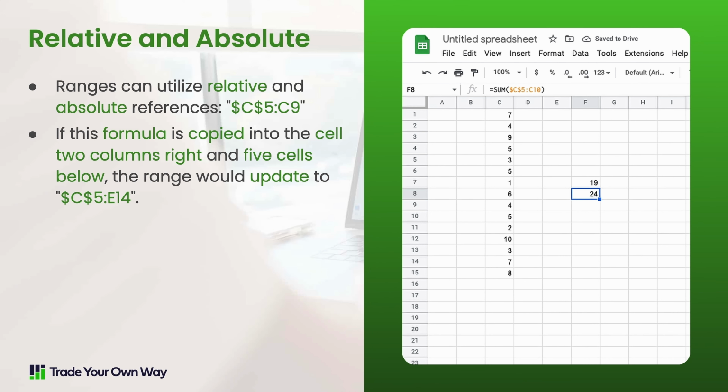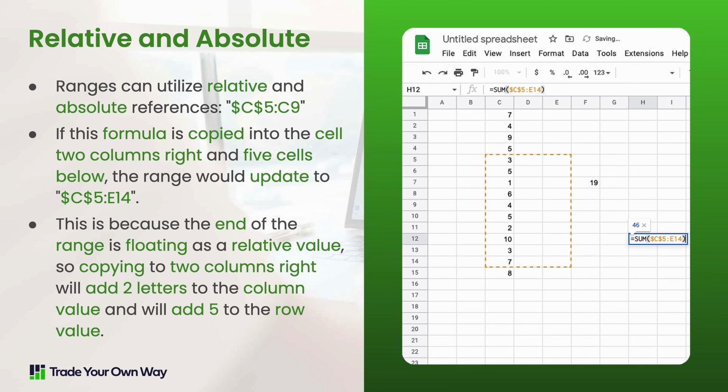Alternatively, if this formula is copied from its original location into a cell 2 columns to the right and 5 cells below, the range would update to read absolute C5 to relative E14. This is because the start of the range is locked to the absolute value of both the row and column of C5, but the end of the range is floating as a relative value, so copying to 2 columns to the right will add 2 letters to the column value and will add 5 to the row value.